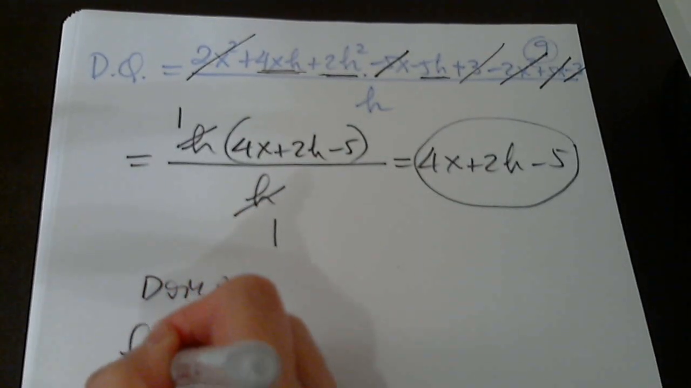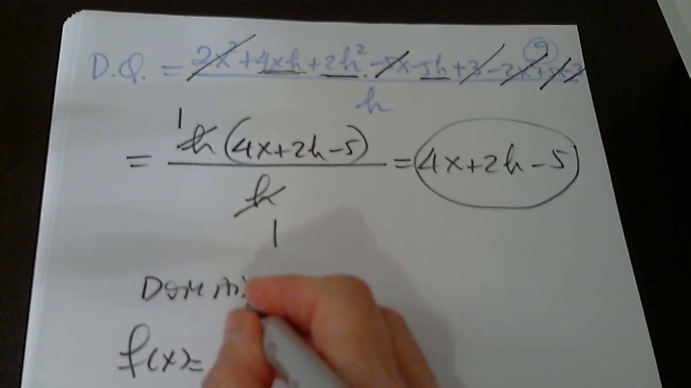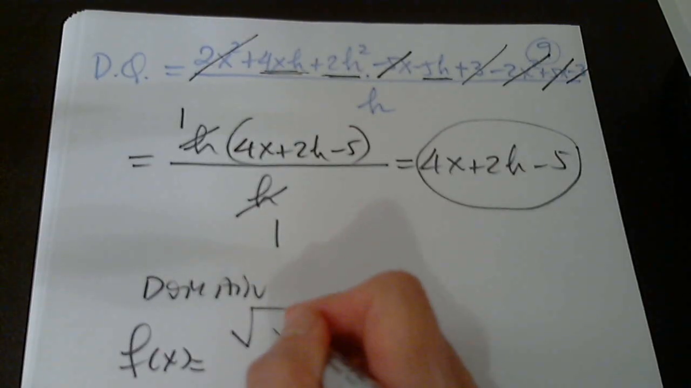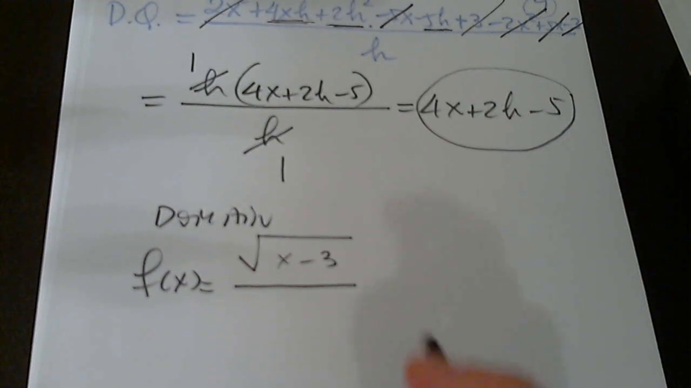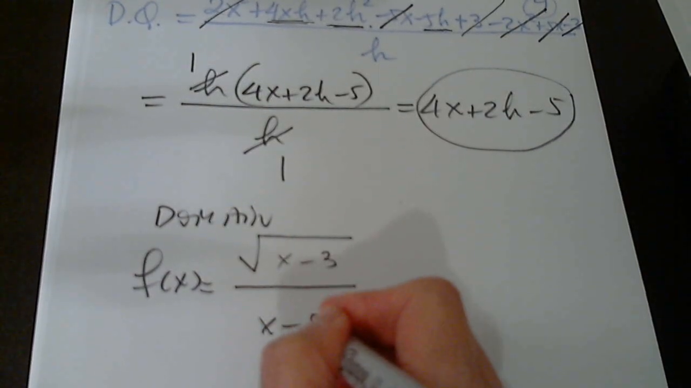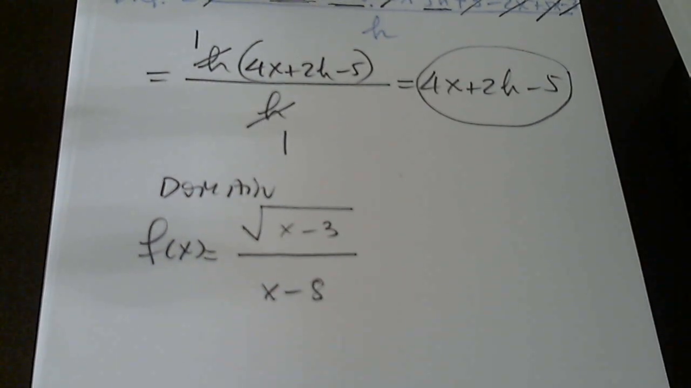Here's an example. f of x is the square root of x minus 3, divided by x minus 8. How do I determine the domain of such a function? Obviously, it's a ratio of two functions. How do I determine the domain? What do I have to write?